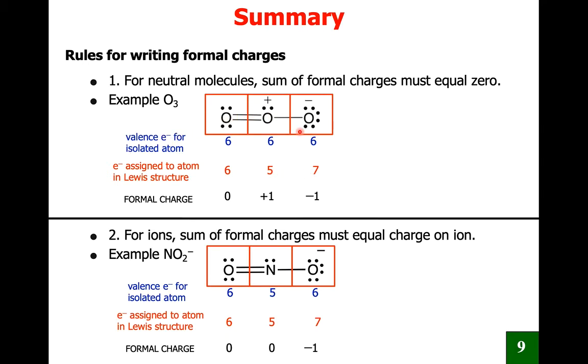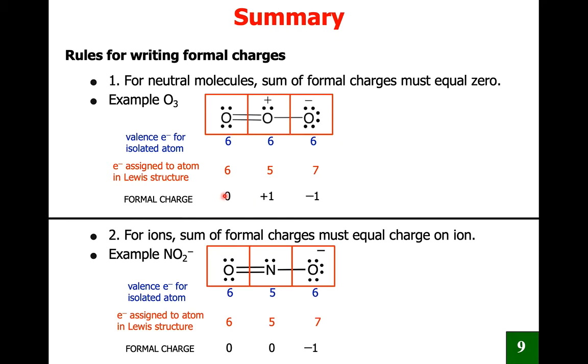Since they're all oxygen atoms, the valence for the isolated atom comes from the periodic table. They all have 6. And so let's see what happens. It has 6 in the isolated atom. It has 6 in the Lewis structure, so no charge. It has 6 in the isolated atom. It only has 5 in the Lewis structure, so it has a positive formal charge. It has 6 in the isolated atom. It has 7 in this Lewis structure, so it has a negative charge.